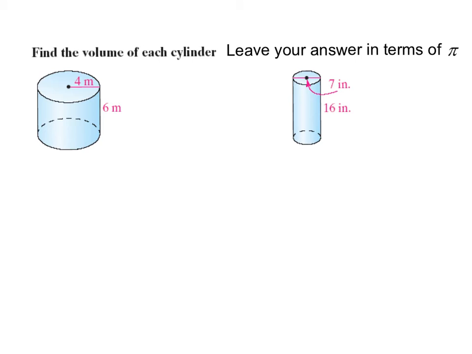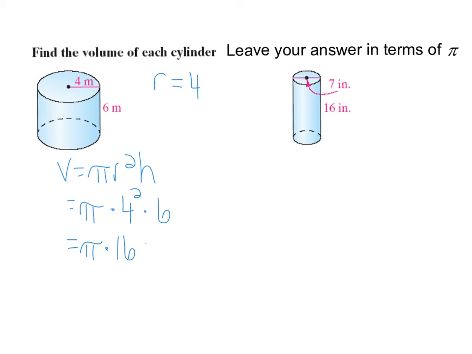Okay, so we look at this first cylinder. The radius is 4. Always identify the radius. Write your formula. Volume equals pi r squared h. Then we're going to leave pi this time. We're not going to multiply by 3.14. Times 4 squared times the height of this cylinder is 6. So we get pi times 4 squared, that's 4 times 4, which is 16, times 6.